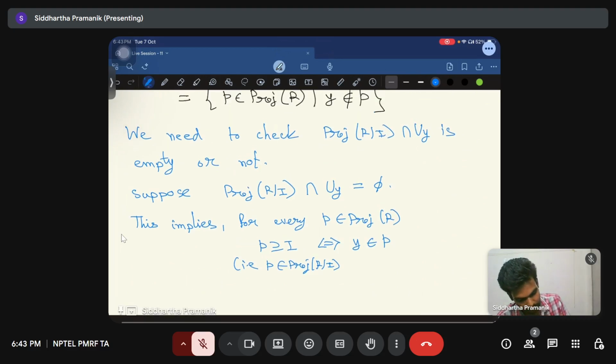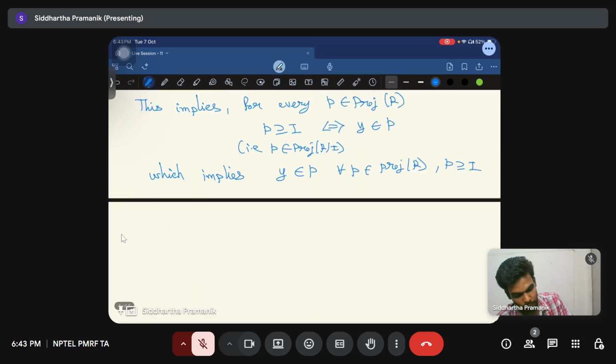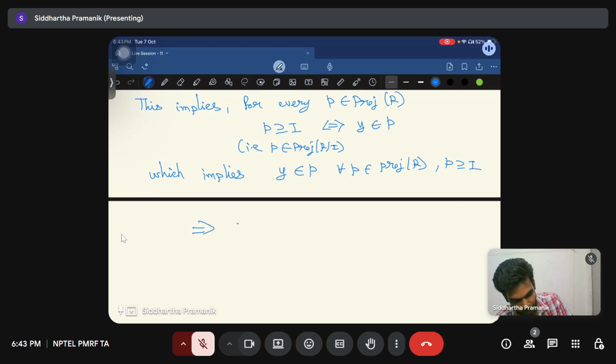And this implies, which implies y belongs to p for all p belongs to proj of R and p contains I. So this will imply y belongs to the radical of I.